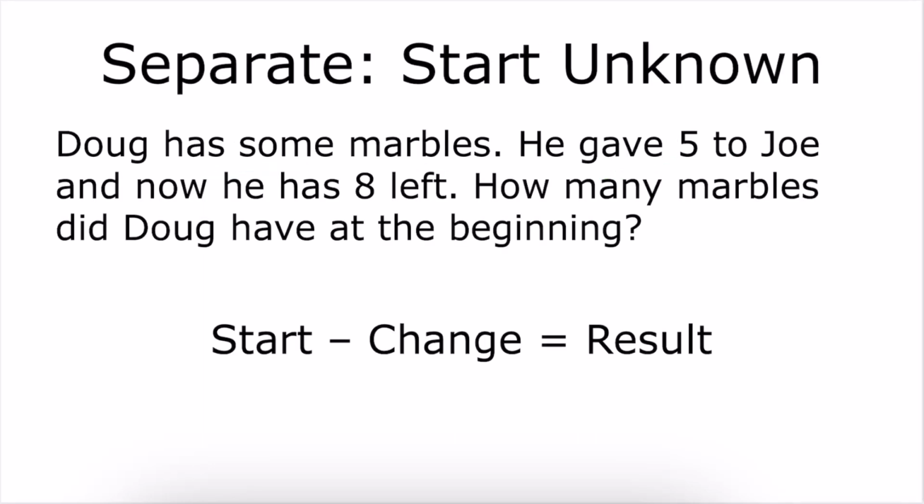So just like with the join problems, you can have different parts of the problem be missing. So if you have your start value unknown, an example of what this could look like is this example where Doug has some marbles. He gave 5 to Joe, and now he has 8 left. Well, the some marbles that we don't know the amount of is the starting amount. So that would be our question. And then if he gives 5 to Joe, that's the negative change or the takeaway amount. And then he has 8 left, which is the result.